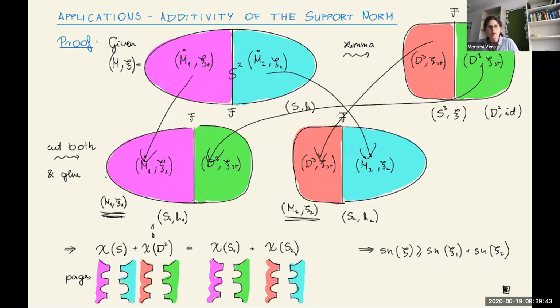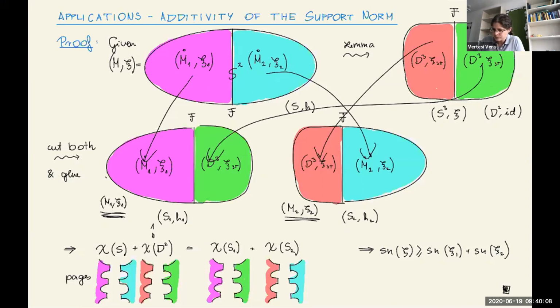You're getting an open book, and what is the relation between this open book and the original open book of F? Well, the original open book for M was glued together from this purple open book and the blue open book, and then you change the blue open book with the green one.